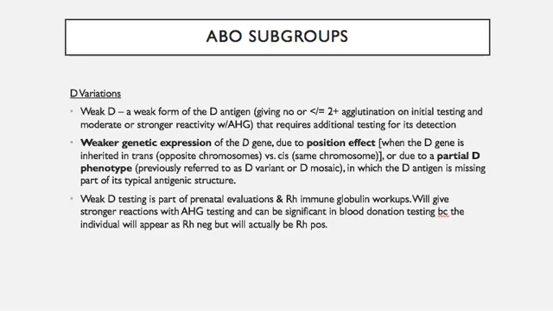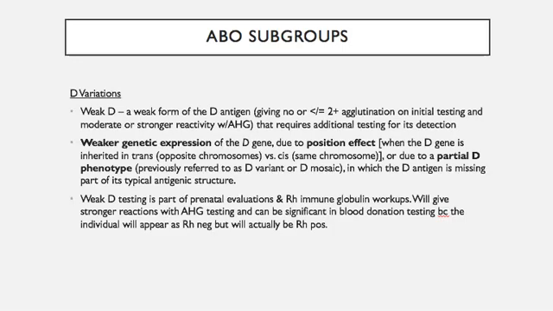Okay, so some variations on the D. The first one is called a weak D. So this is a weak form of the D antigen. For us in our blood bank testing, that means that we're going to get a weak agglutination reaction, so it would require additional testing for the detection. Initially, you're going to get a weak agglutination reaction, which indicates that you might have a person who is a weak D.